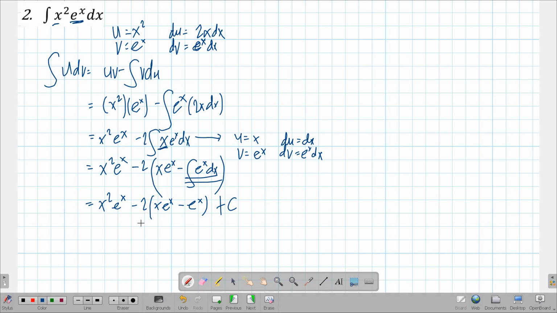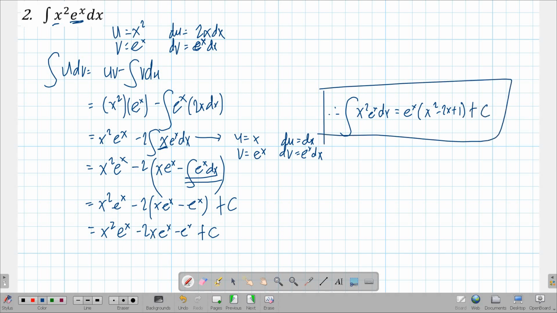All we need to do is to distribute this negative 2 here. So I'm going to have x squared e raised to x minus 2x e raised to x minus e raised to x plus c. You may already have this as answer, or if you would like, you can also factor out the e raised to x, making, therefore, the integral of x squared e raised to x dx equal to e raised to x times x squared minus 2x plus 1, plus c.